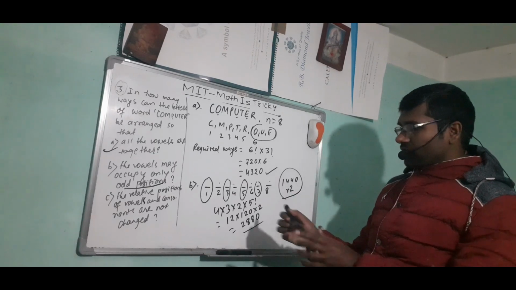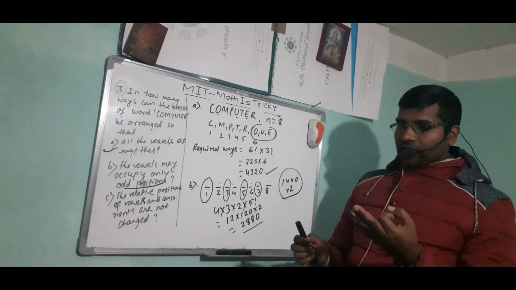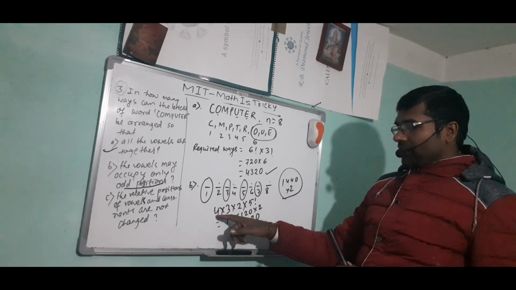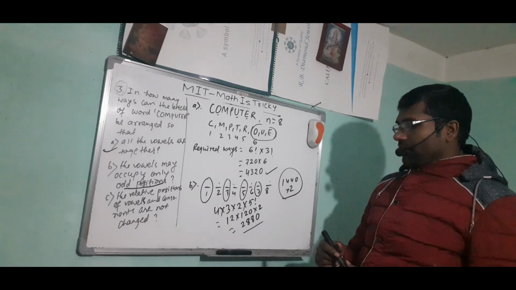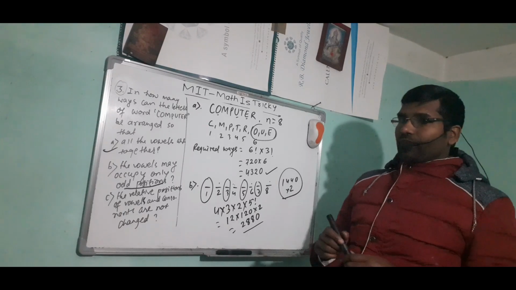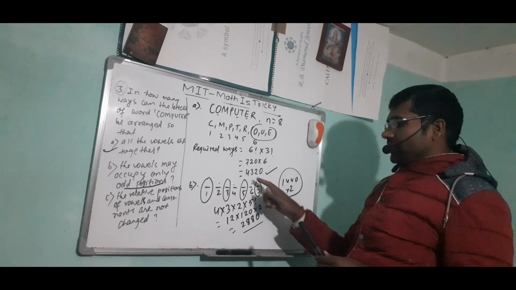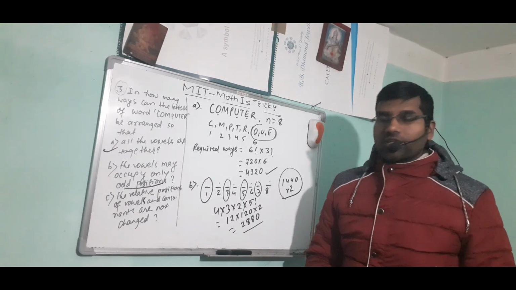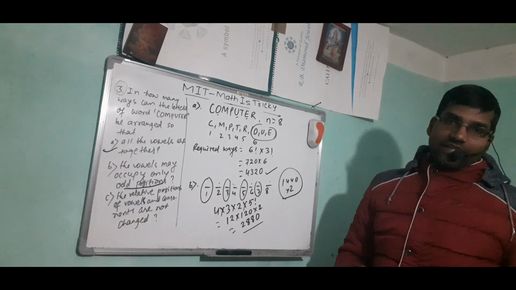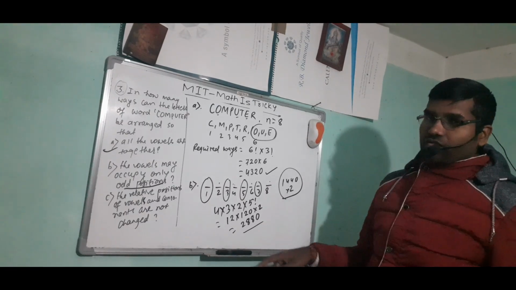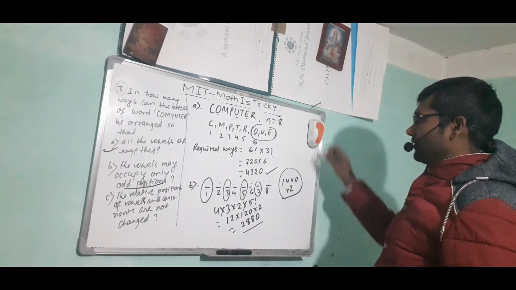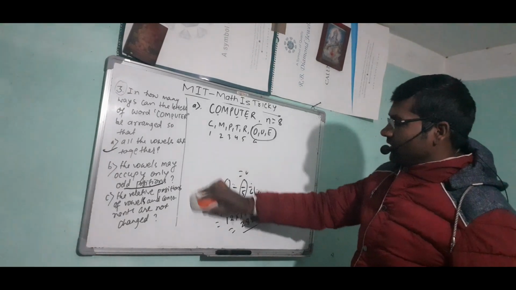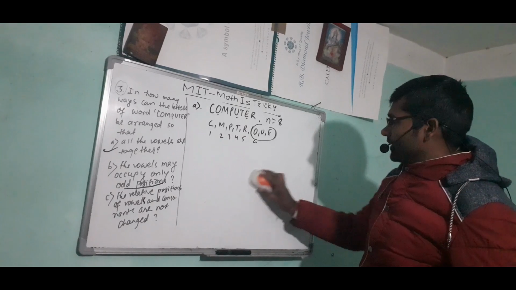Understood? Hope you understood. So for three vowels, there are 4 choices, so they can be filled in 4 into 3 into 2 ways, or we can write simply 4P3, and the remaining 5 places can be filled with 5 consonants in 5 factorial ways. So we'll be getting the answer as 2880.